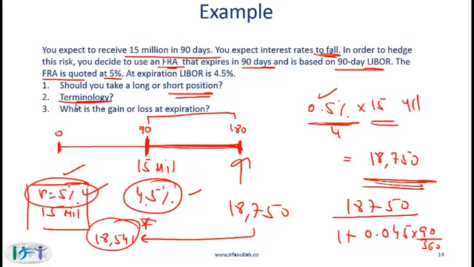The terminology for this FRA is going to be 3 by 6. And why do we say that? This is 90 days, which means 3 months. This is 180 days, which is 6 months. And in terms of our terminology, we specify the point at which the FRA expires and the point at which the hypothetical underlying loan matures.